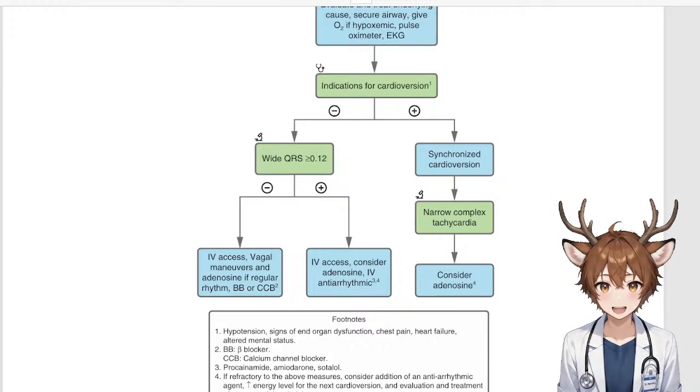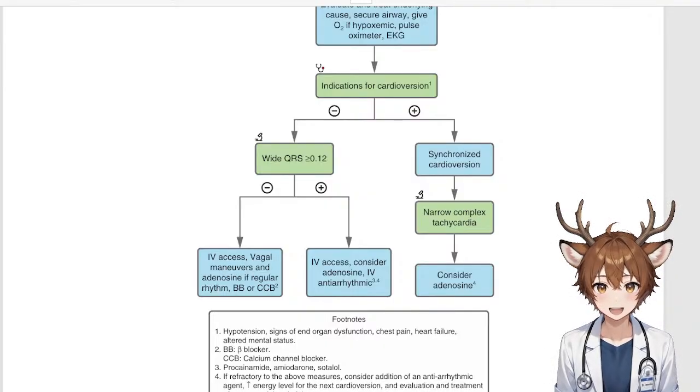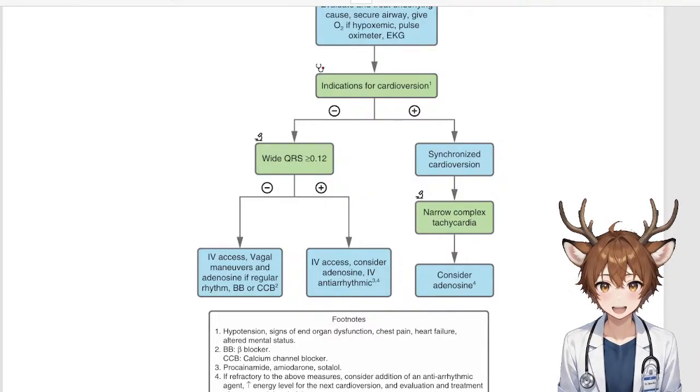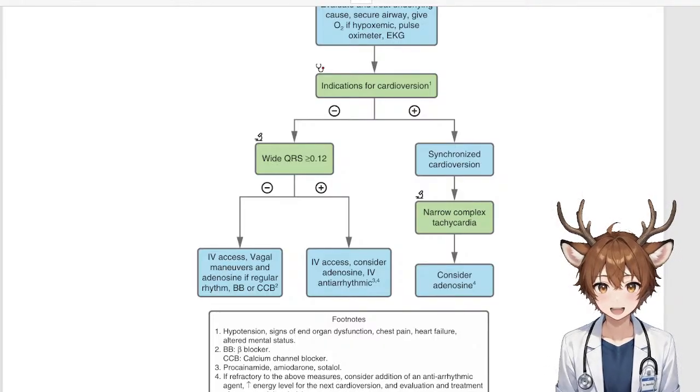They also say if refractory to the above measures, consider addition of an antiarrhythmic agent, elevation in energy level for the next cardioversion, and evaluation and treatment of any potential underlying causes.